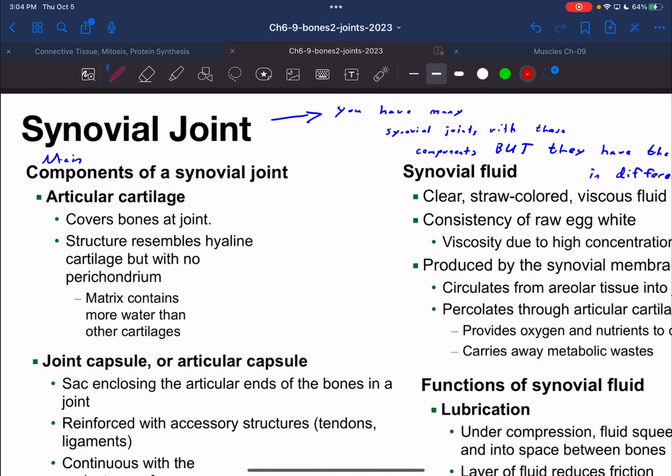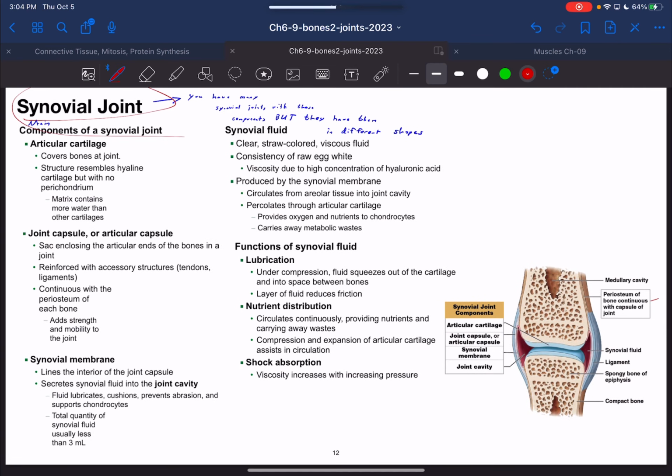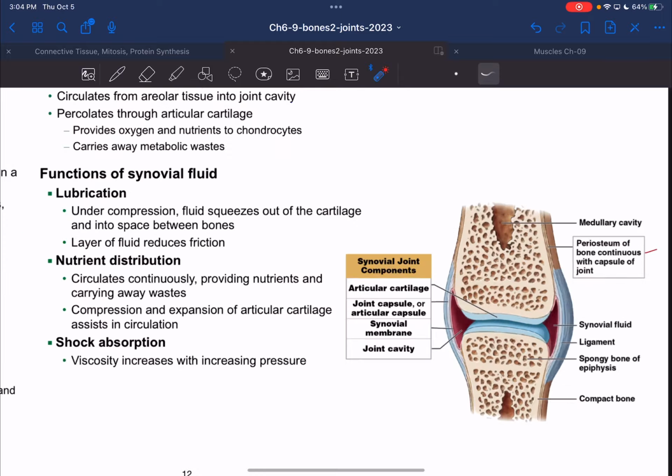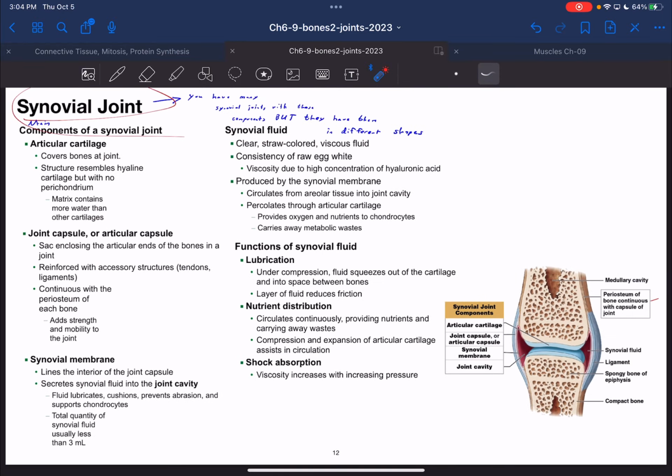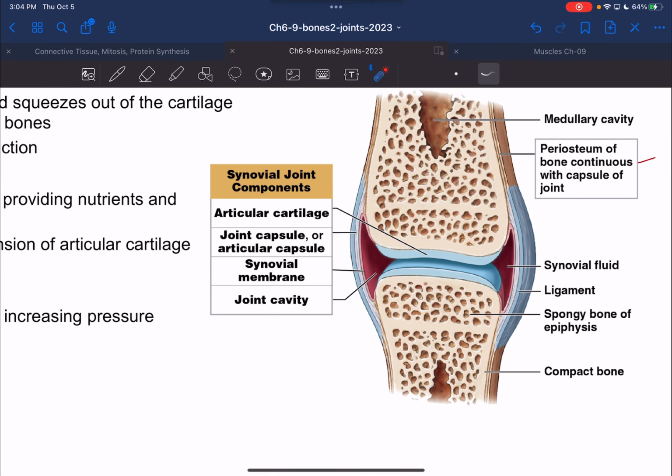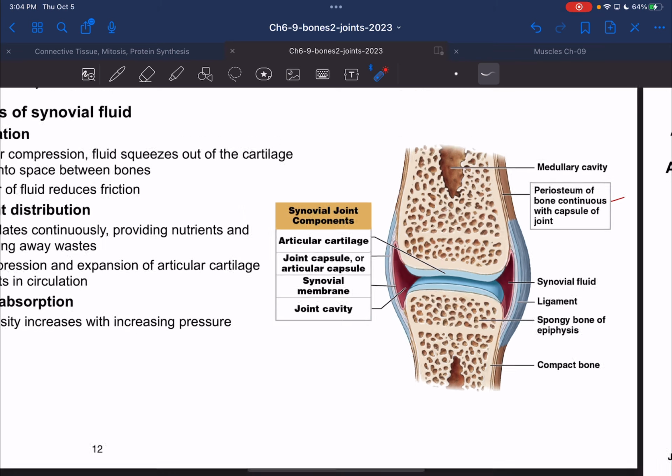And so we left off on synovial joints and the components of synovial joints. Recall that all of these are structures that you find in all synovial joints, but they're just going to be in a different conformation or a different arrangement in order to serve whatever synovial joint needs to be made.